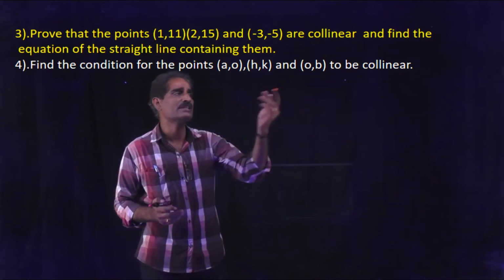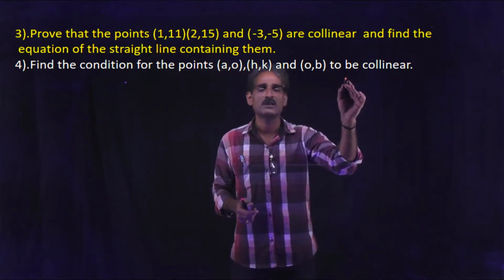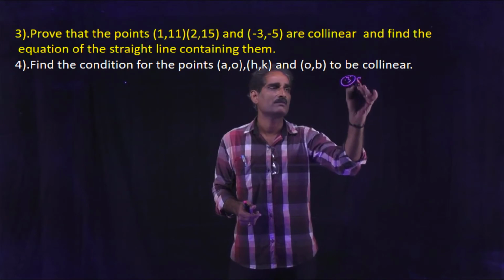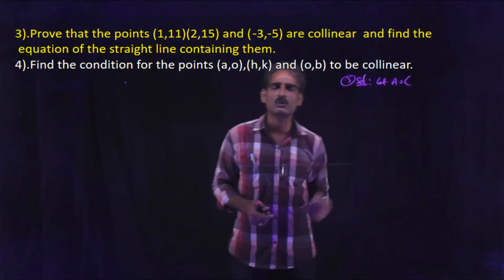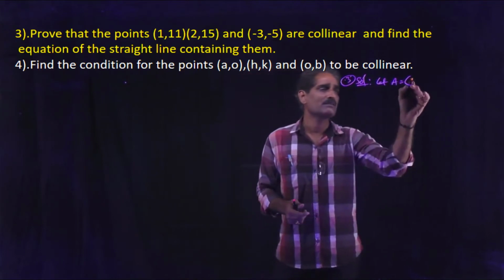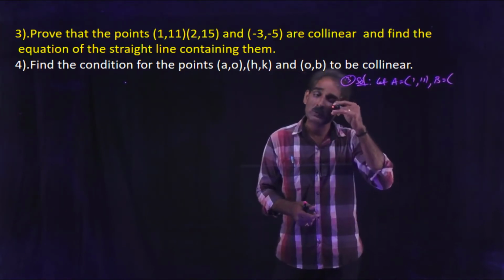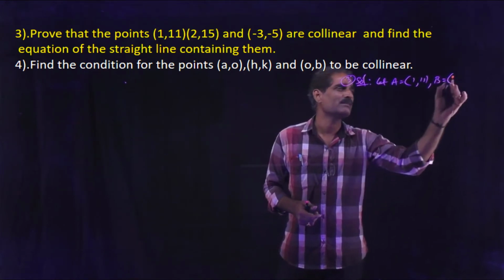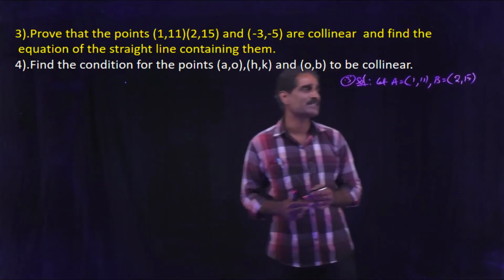Let us consider the given points to be A, B, C. Solution for problem 3: let A is equal to (1, 11), B is equal to (2, 15), and C is equal to (minus 3, minus 5).